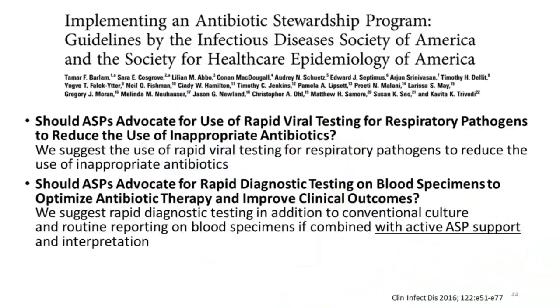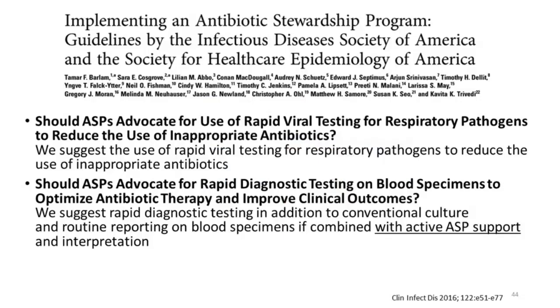So the Infectious Disease Society updated their stewardship guidelines, and the two things I've plucked out of there was, should stewardship advocate for the use of rapid viral testing for respiratory pathogens? And they did suggest that would be appropriate to reduce inappropriate antibiotic use. That's not only the point of care testing, but some of the multiplex things I'll show you in a minute. What about rapid diagnostics for blood cultures? Because that's where a lot of this is being applied across the United States and the world.